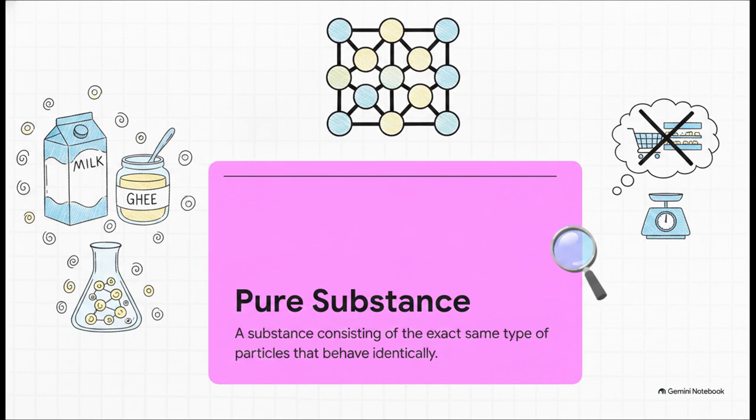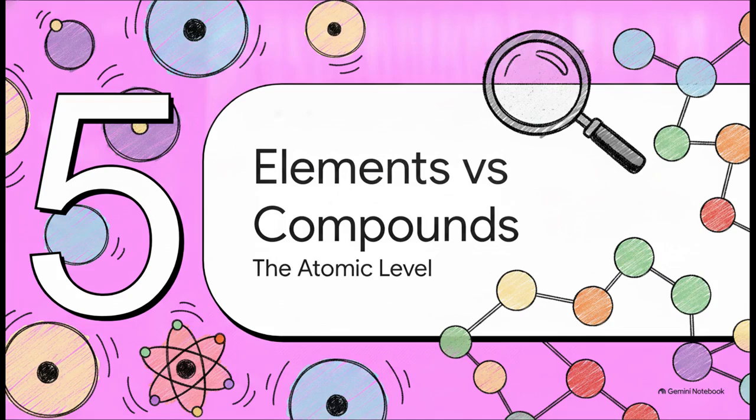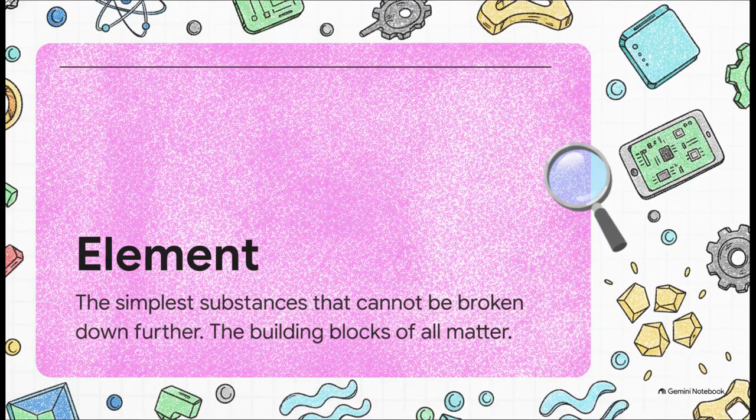But in science, a pure substance has a very strict, absolute definition. It means a substance consists entirely of the exact same type of particles, and every single one of those constituent particles behaves identically. No exceptions. Next up, Section 5, Elements versus Compounds. Let's see how this builds our foundation.